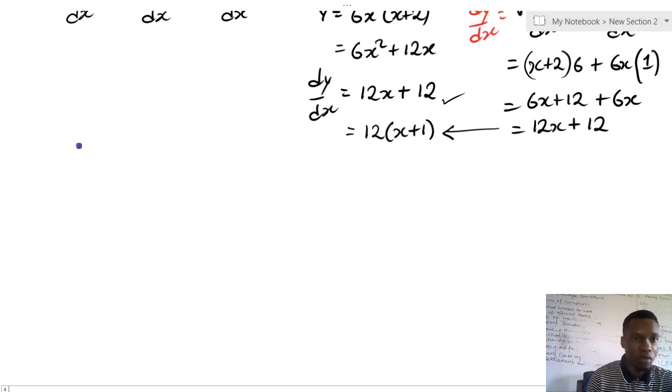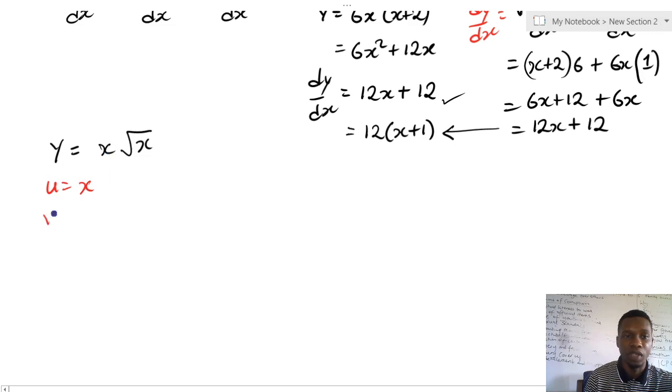We have y is equal to x root x. So in this place, what will our u be? Our u will be x, the first one. And what will our v be? Our v will be root x. Remember, I can write root x as x raised to the power of 1 over 2, right?